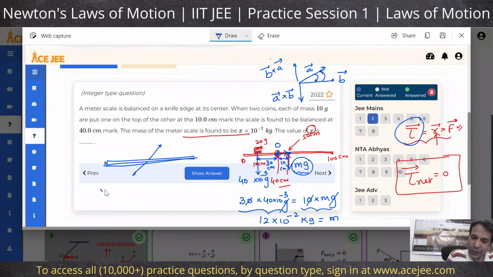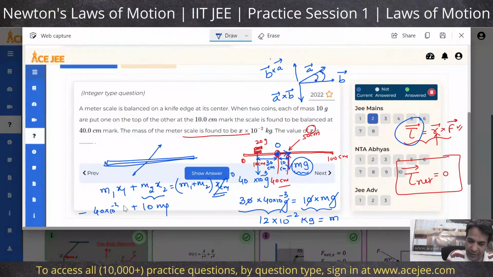Remember, m1 x1 plus m2 x2 is equal to (m1 plus m2) xcm. If you say xcm is at O, this is 0. X2 is mg. And this one is minus 40 into 10 to the power minus 3 into g into 30. This is equal to 0. Again, the same equation, no?